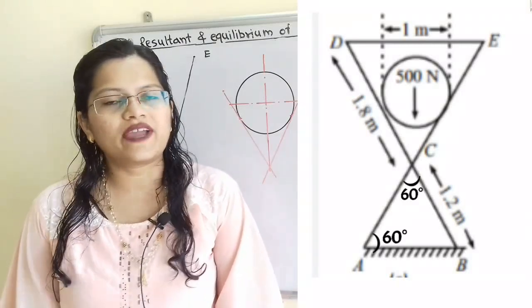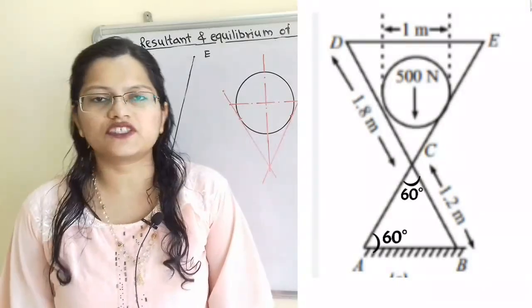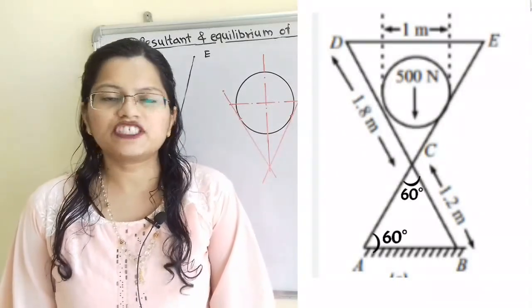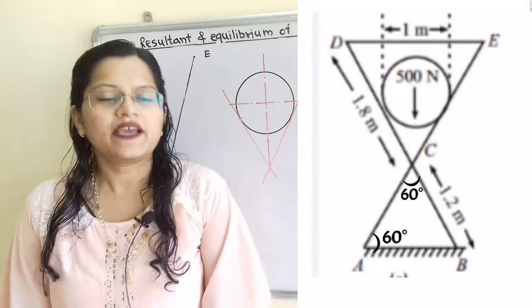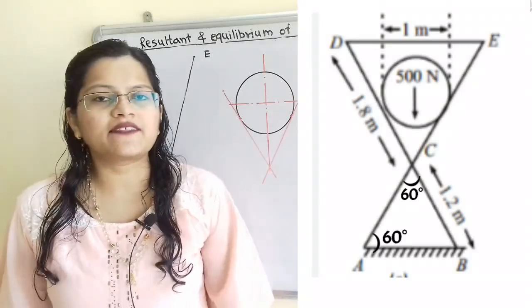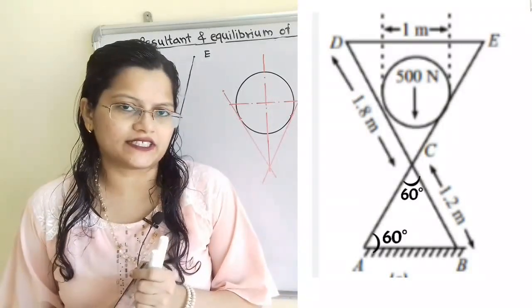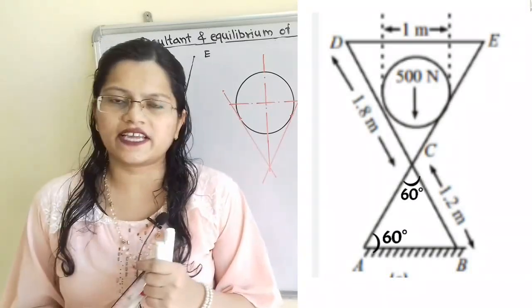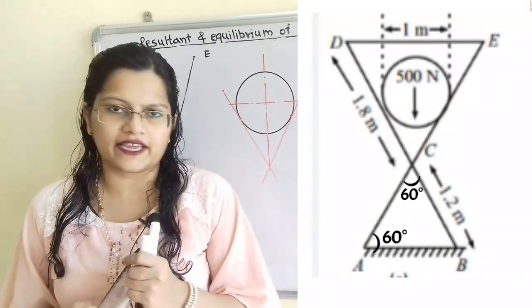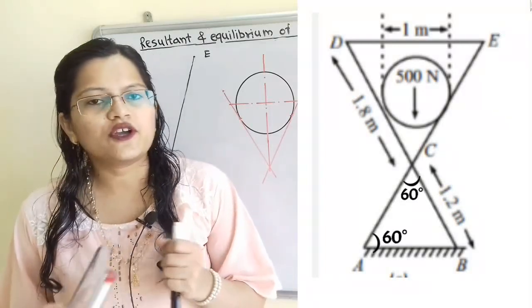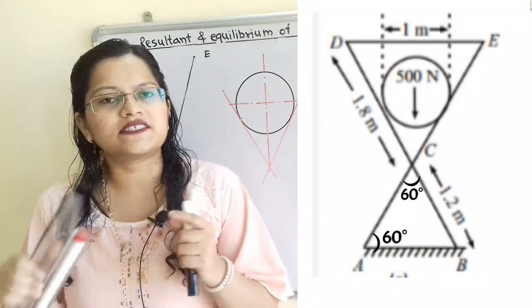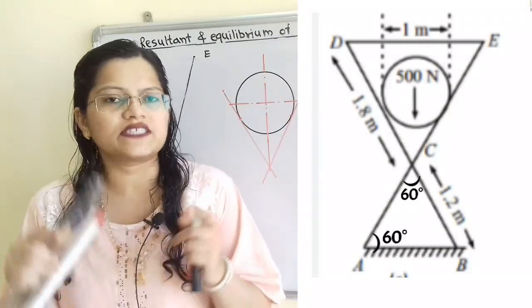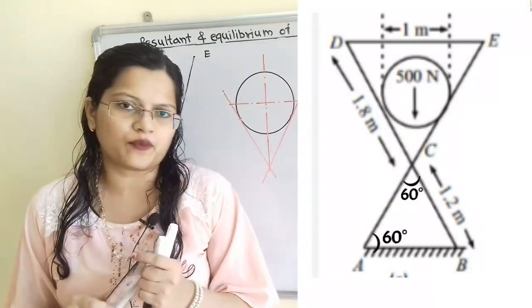A roller of weight 500 Newton is placed on two cross pieces which are pinned at point C. That means these two pieces are free to rotate about the point C. The cross pieces make an angle of 60 degrees at point C, as shown in the diagram. If we observe, these two cross pieces rest on the horizontal surface at point A as well as at point B.